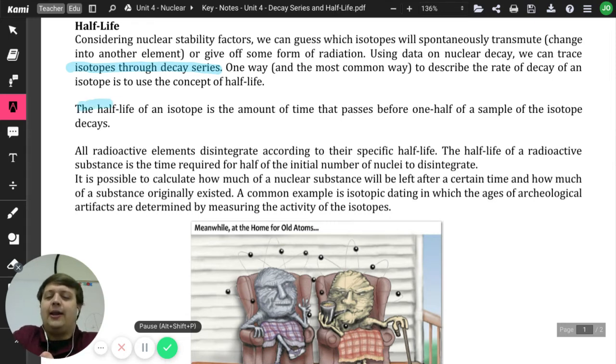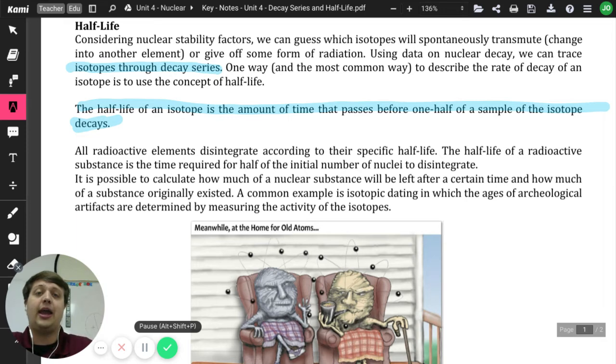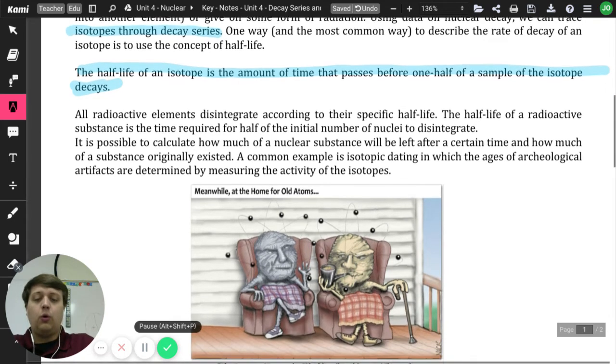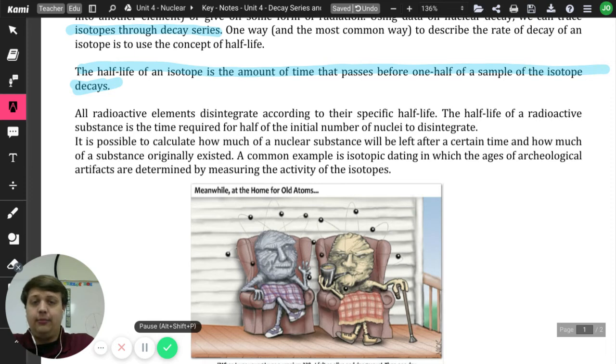So the half-life of an isotope is the amount of time that passes before half of that isotope is going to decay. It's exactly what it sounds like: how much time it takes for half of the substance to decay. Now, all radioactive isotopes are going to slowly degrade over time. Some are very quick. For instance, francium takes only about 12 seconds to go through a half-life, whereas carbon takes thousands of years. So depending on the element and how stable it is, the slower or faster it goes.